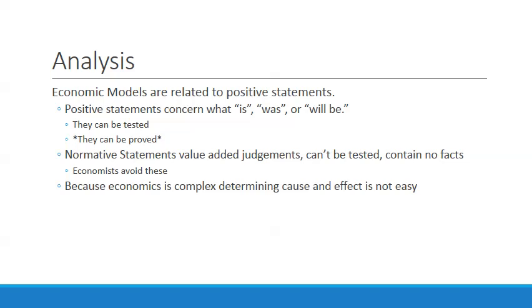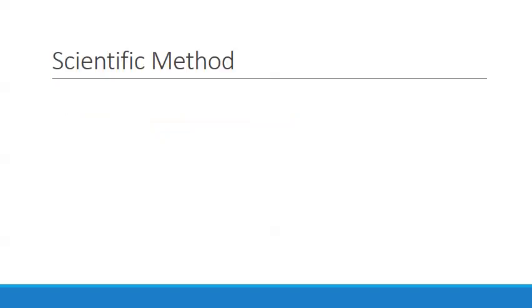Because economics is complex, determining cause and effect is not easy. And this is why you simplify the models and isolate variables. When we talked about the production possibilities curve, we only looked at two possible variables, and that's why we're simplifying it down. And we use this term, other things remaining equal. Basically what we're saying is if we ignore everything else and focus on these two things, that allows us to develop a cause and effect relationship.